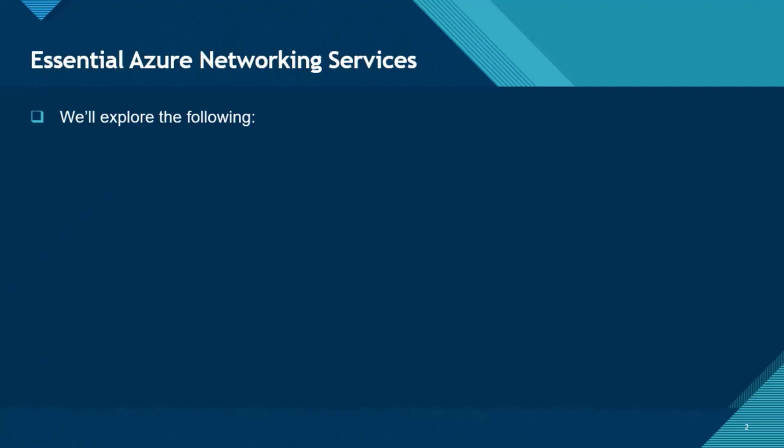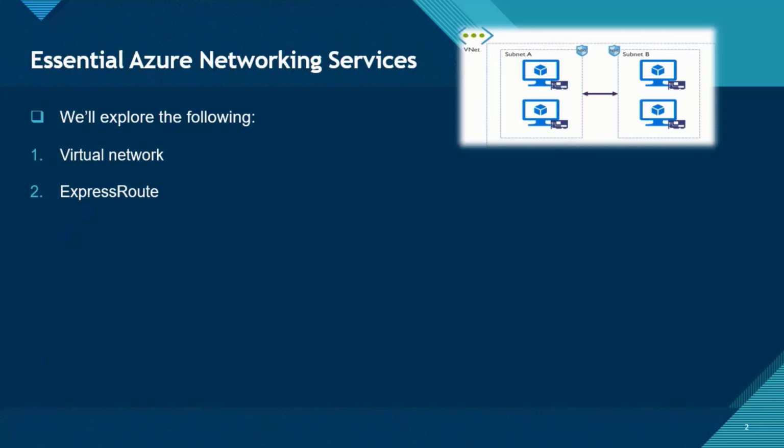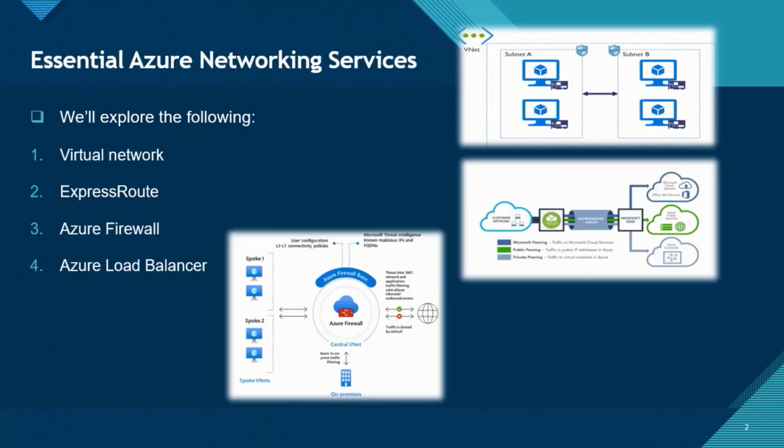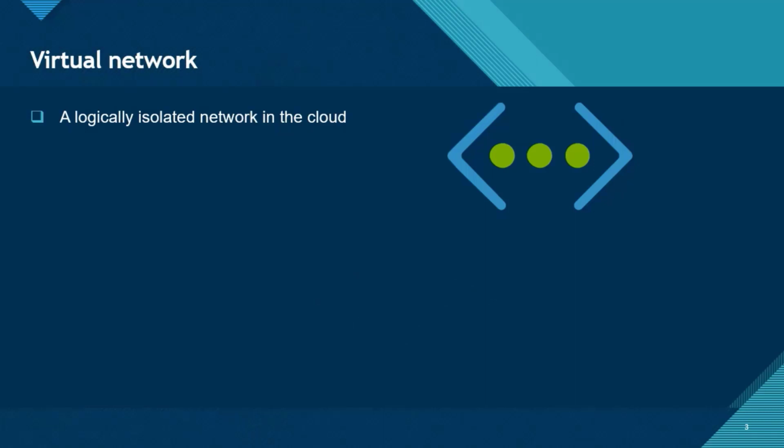The 4 common Azure networking services that we're going to be looking at include Virtual Network, ExpressRoute, Azure Firewall, and the Azure Load Balancer. First, we have the Virtual Network, also known as VNet. Virtual Network allows you to create isolated and secure private networks in the Azure cloud.